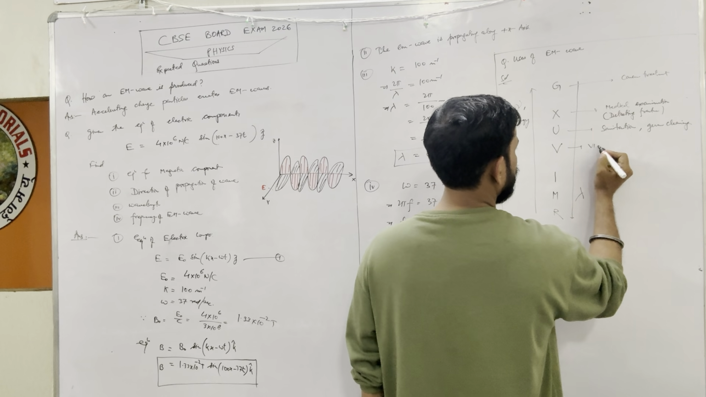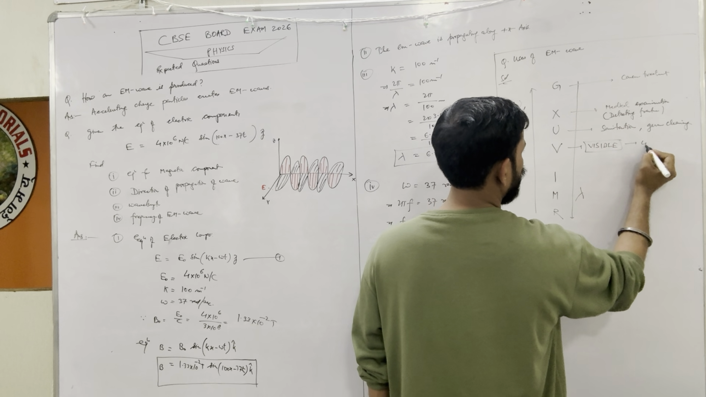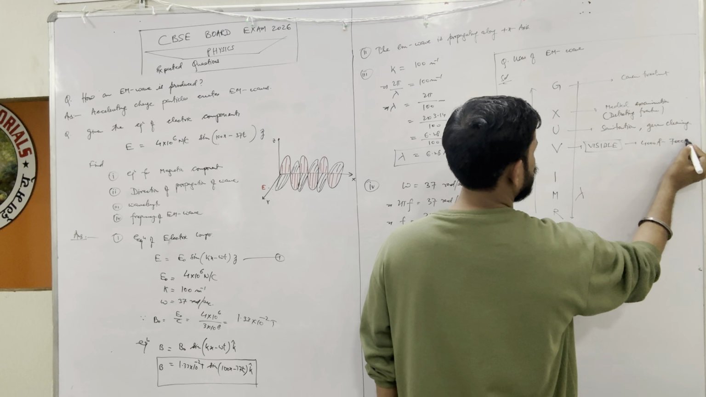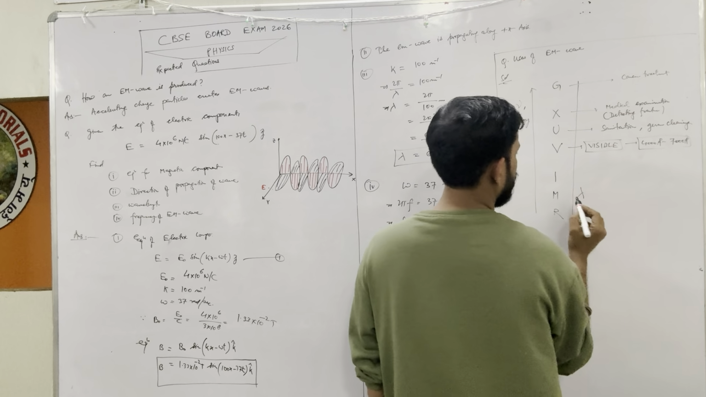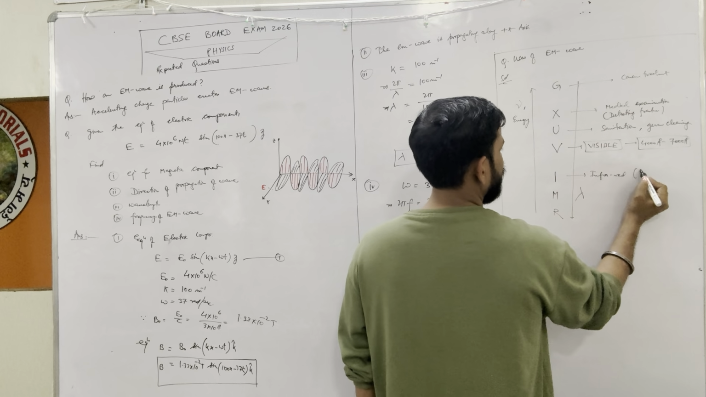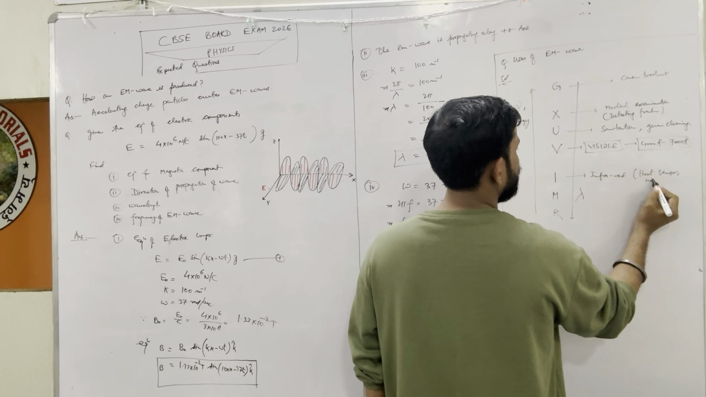This is visible, which helps us see the colorful world. So its wavelength is 4,000 angstrom to 7,000 angstrom. This is important; you should keep it in mind. Infrared is for heat sensors and night vision devices.